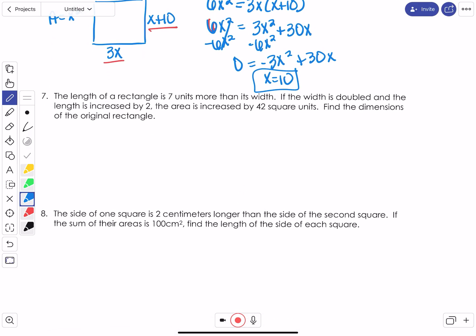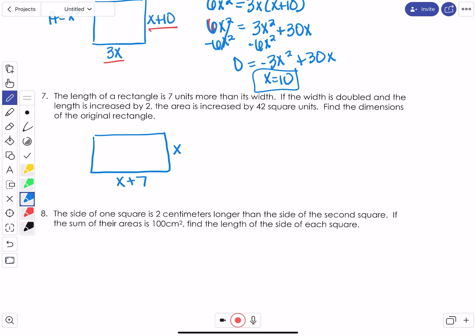Okay, find the length of the rectangle. Okay, so we have a rectangle, so I'm going to draw out a rectangle. 7 units more than the width. Okay, so I don't know what my width was, but the length is 7 units more. So I add 7 to it. Then if the width is doubled and the length is increased by 2 and the area is increased by 42 square units, find the dimensions of the original rectangle.